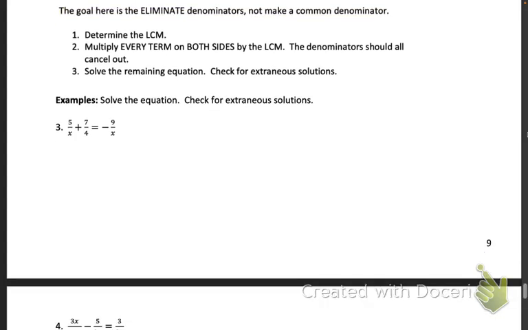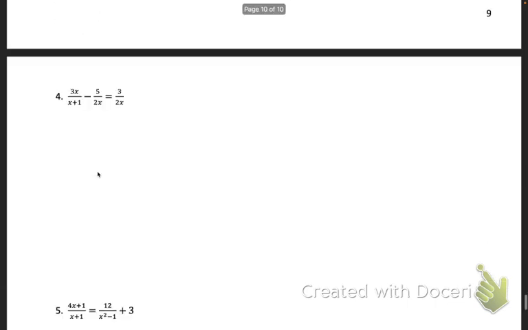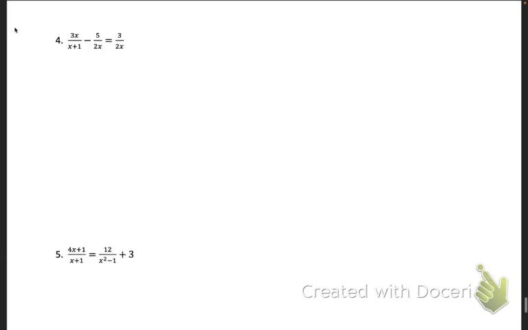So let's just look at 2 examples. We already looked at a couple of these in class. This is just kind of a refresher video. So let's start with number 4, okay? I have 3x over x plus 1 minus 5 over 2x equals 3 over 2x. So remember that this x plus 1 is its own factor.